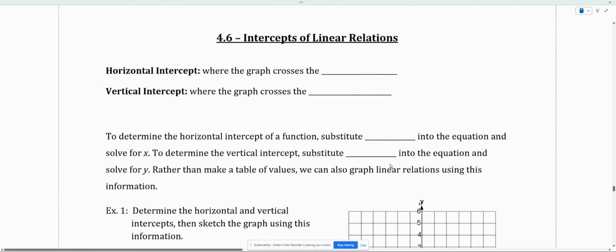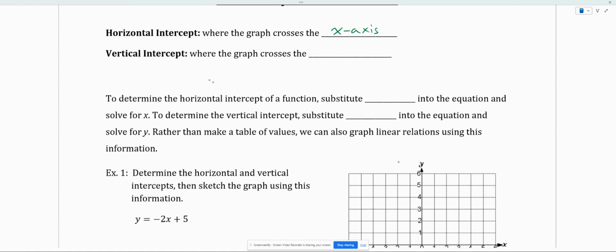So let's talk about what those are first. So horizontal means across. So this means where our graph crosses the x-axis. Where does it cross the x-axis? And then our vertical intercept is going to be where our graph crosses the y-axis.